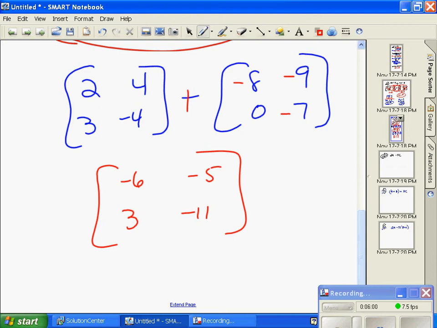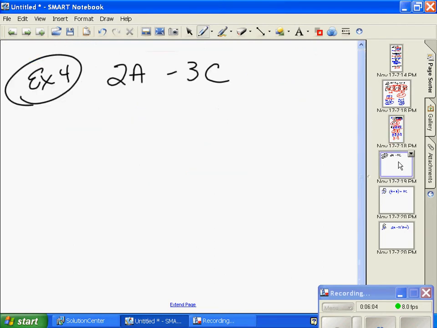Scalar multiplication, you can multiply a matrix times everything. And there are some properties of scalar multiplication listed there in your note guide, so make sure that you look at those. We're going to apply those properties here in examples 4 through 6.